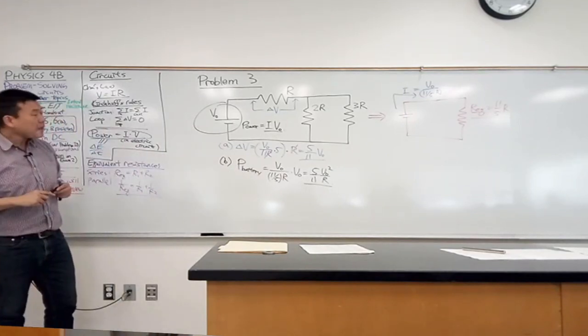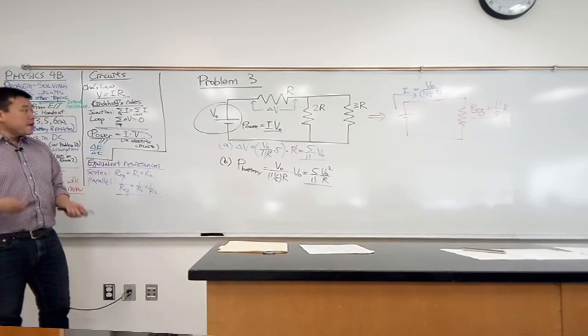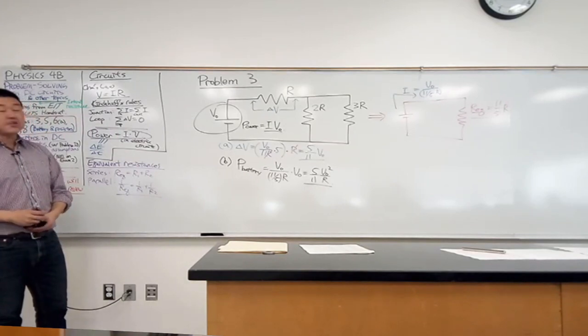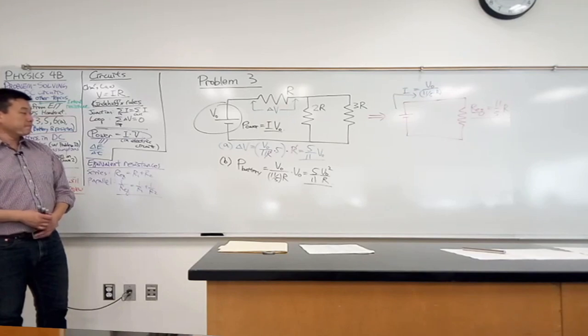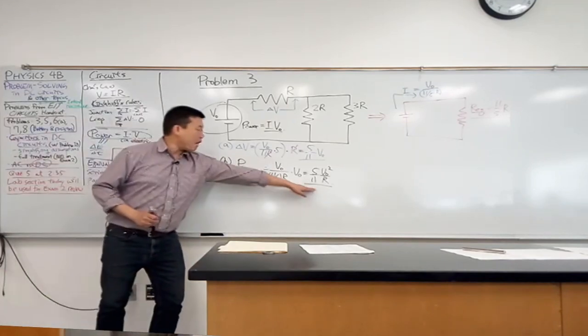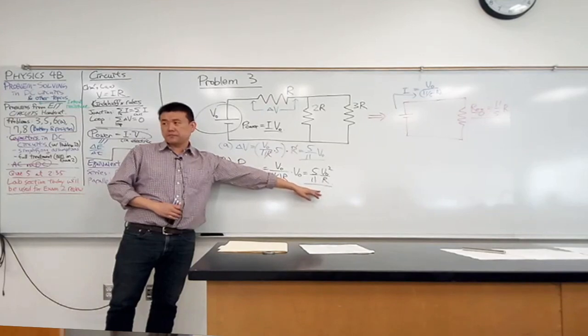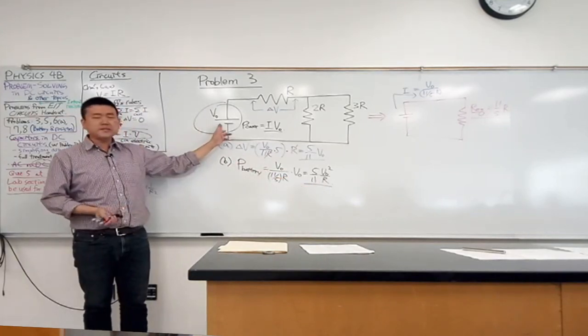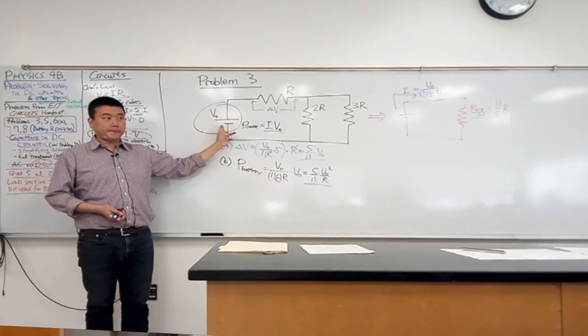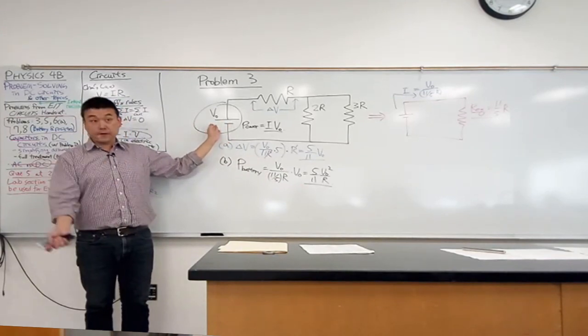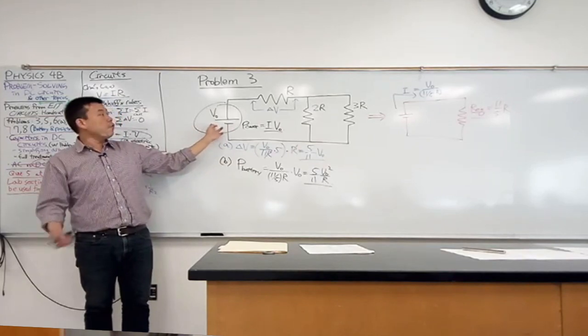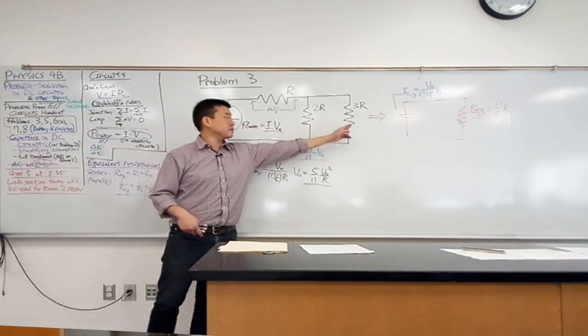But the part I want you to touch on is the part that the question doesn't actually ask. I probably should ask. If this is the power output of the battery, where does that energy go? Energy that's coming out of the battery, where is that going? We want to say that energy is not disappearing. It's going somewhere, through these resistors.